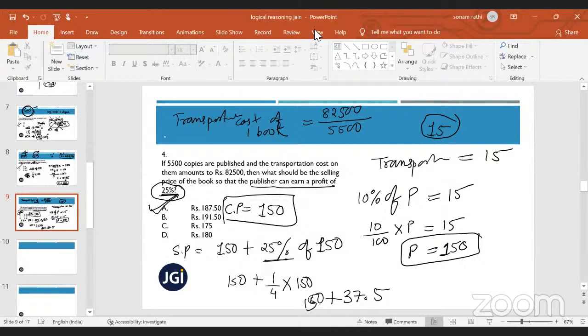Got it? Very simple question. So what we have done, we first find transportation cost of one book, because they have given transportation cost of 5,500 books. So first we find one, then we know that out of the total, transportation cost is 10%. So 10% of the price is 15. From there we will get price, and once we get the cost price, we can easily find the selling price, right? Okay, next question.